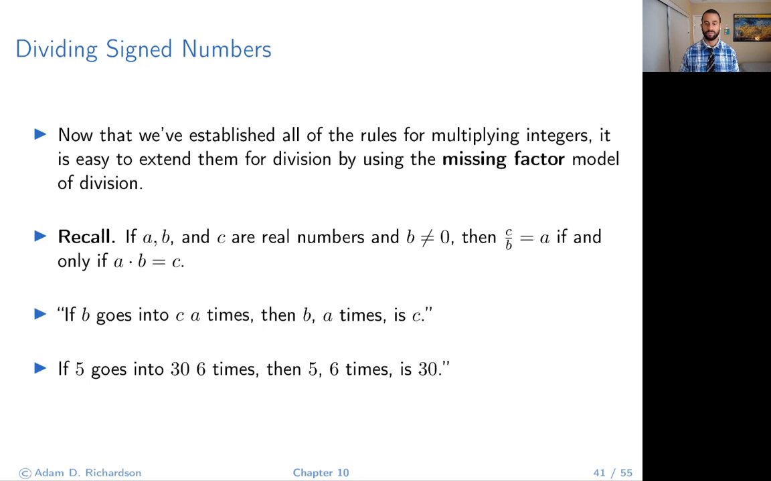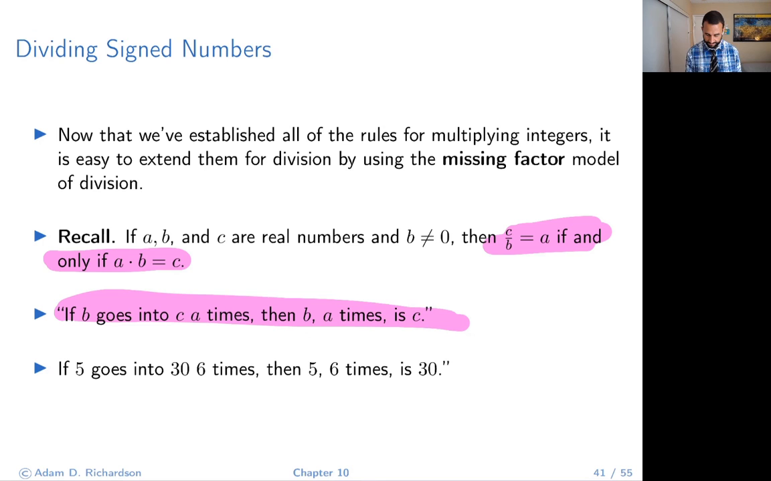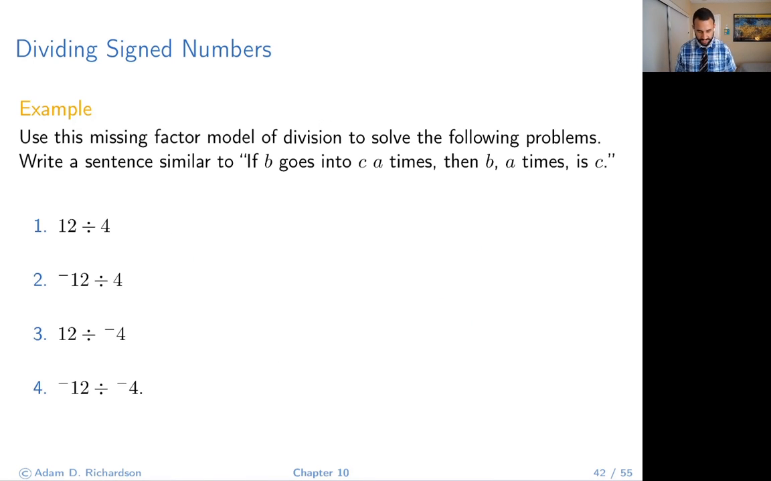So let me try using some numbers. If 5 goes into 30 six times, then 5 six times must be 30. That's what this is saying right here. So that sentence that I highlighted here, this is saying this. And this is one of the reasons it's so important to understand these definitions and these meanings of things, right? Because what we're saying here is if B goes into C a certain number of times, then if you repeated B that many times, you would get C. That's the idea.